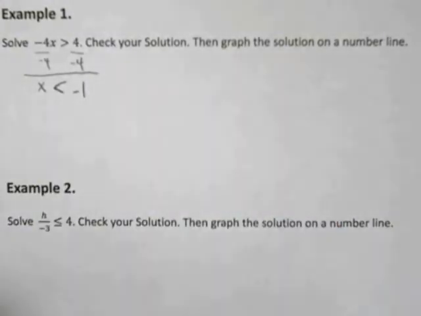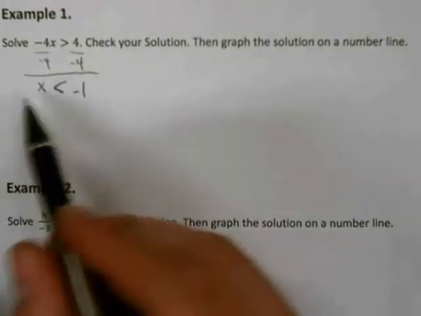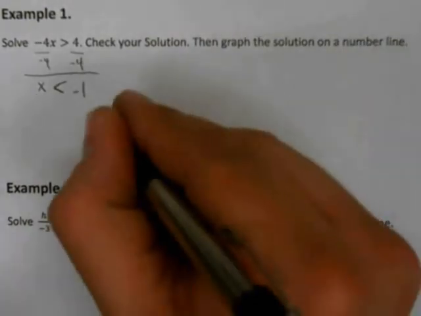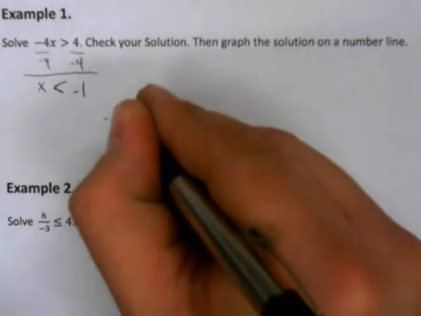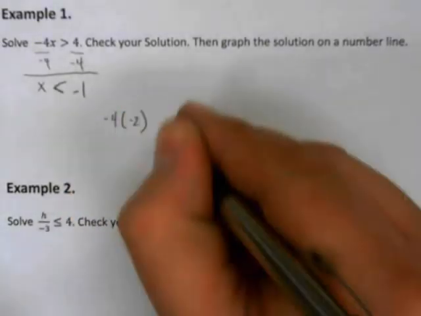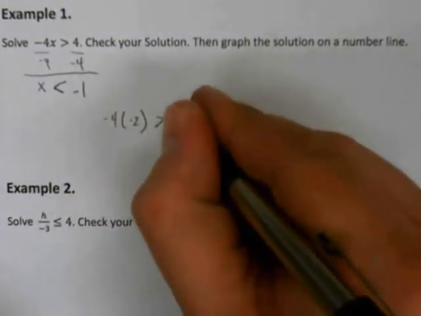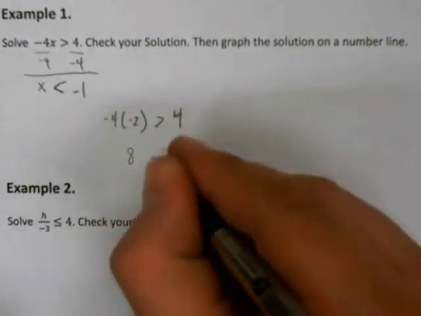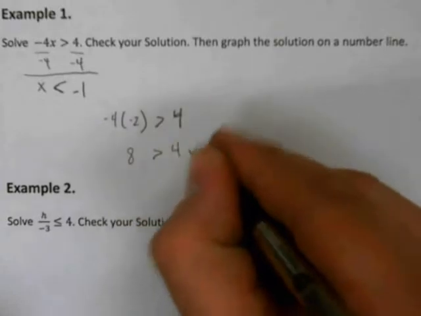Okay, so let's just check our solution, make sure this makes sense. We have to choose a number that is less than negative 1, so I'm going to choose negative 2. And we're going to have negative 4 times a negative 2. Is that greater than 4? Negative 4 times negative 2 is a positive 8, and 8 is greater than 4, so that checks out.